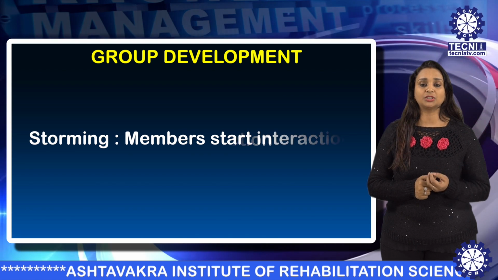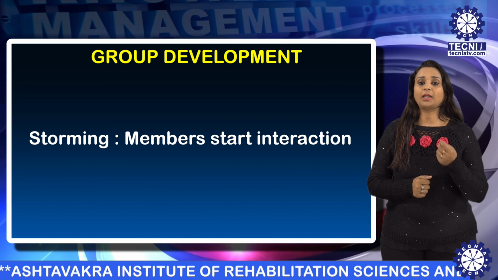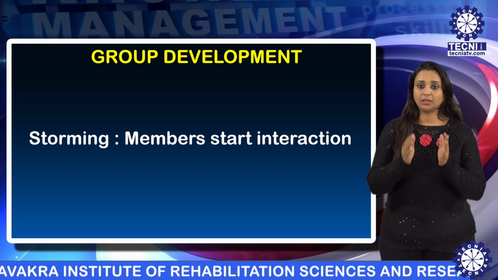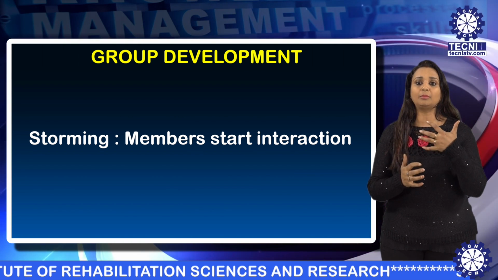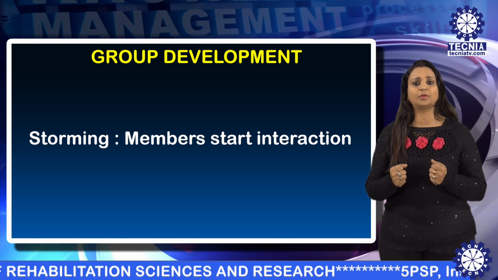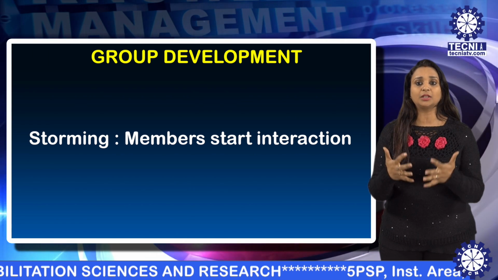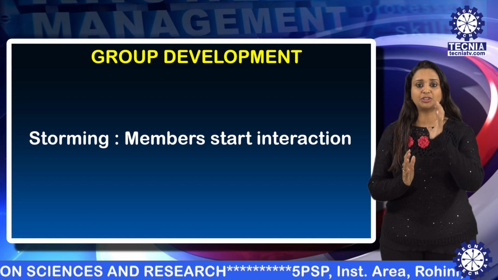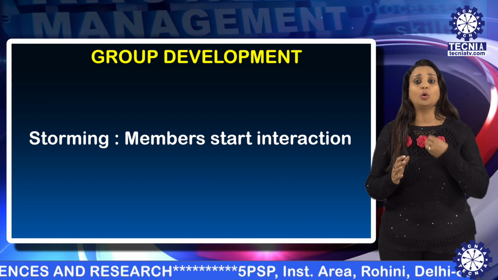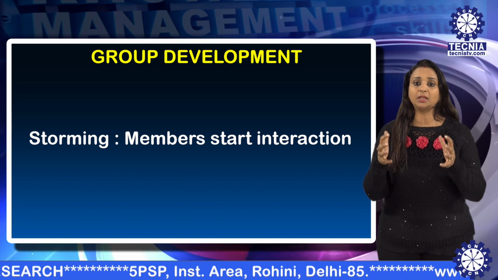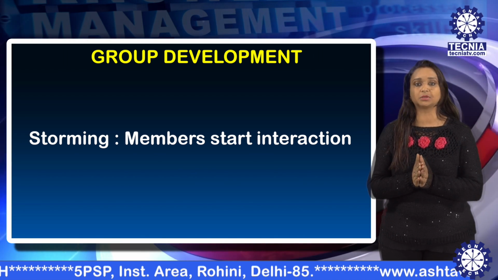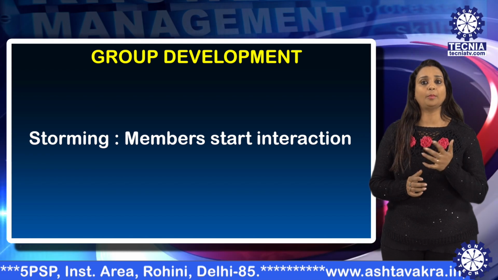The second stage is storming. What happens in that particular stage? The group members start interaction in the form of competing for status and arguing for the appropriate strategies to be adopted for the achievement of all the goals, who will do what. Basically it is the brainstorming done by all the members. Now the third stage is norming.